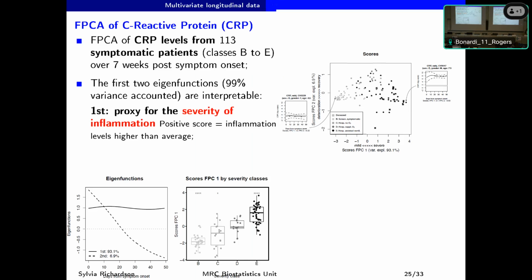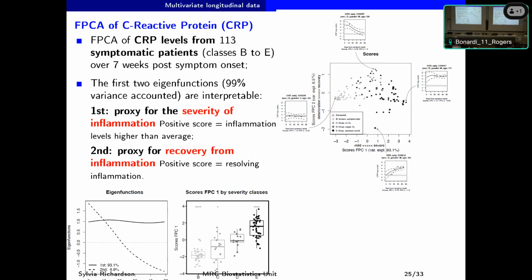The average is right there. Now, if you look at the second eigenfunction and compare, for example, this person here to this person here, who actually died, you can see some kind of decrease. So its CRP level actually recovers. Having a high score on the second component means you've recovered. It's a good thing. You started high, but you've had a steep recovery.